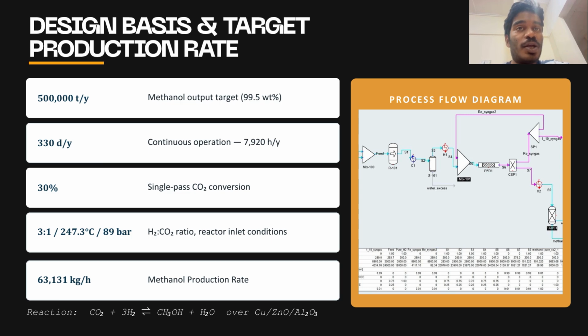Converting that annual target to an hourly basis gives us a production rate of 60,131 kilograms of methanol per hour. This single number is what everything else in the material balance is built around. Every feed rate, every effluent rate, and the reactor sizing itself trace back to this target.